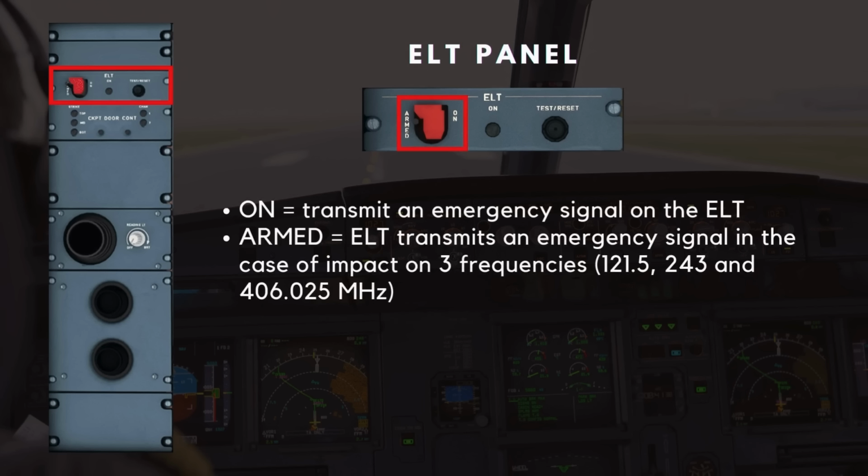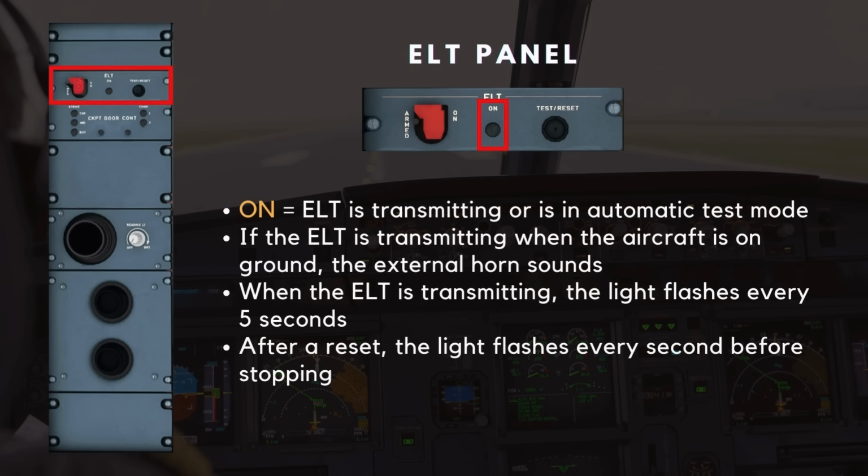On the red guarded switch, selecting on will transmit an emergency signal on the ELT. When in armed mode, the ELT transmits an emergency signal in the case of impact on 3 frequencies. When the on light is illuminated amber, the ELT is transmitting or is in automatic test mode. If the ELT is transmitting when the aircraft is on ground, the external horn sounds. When the ELT is transmitting, the light flashes every 5 seconds. After a reset, the light flashes every second before stopping.